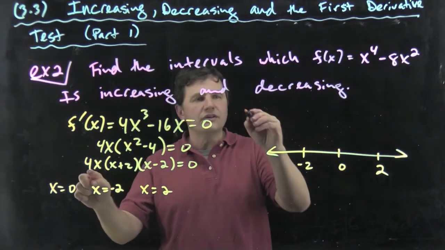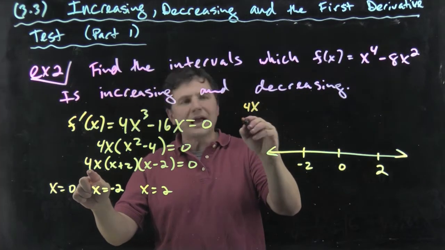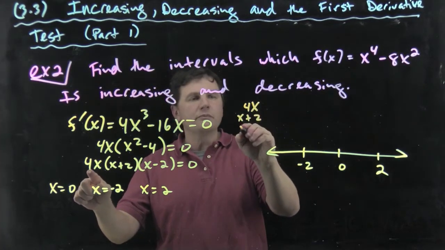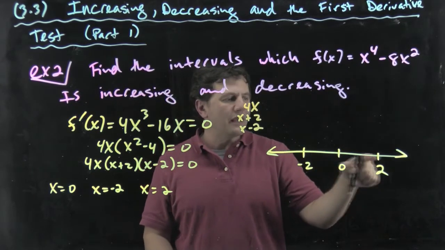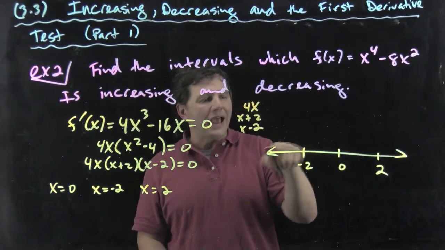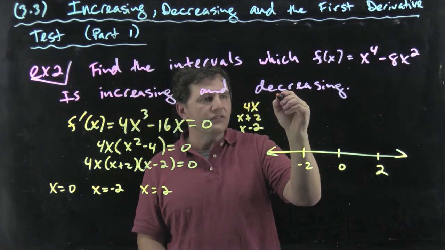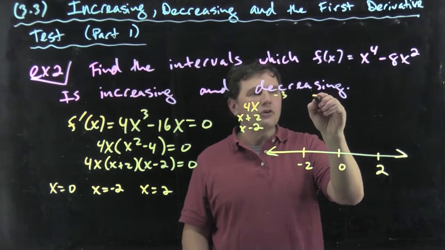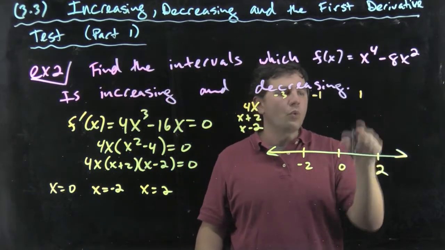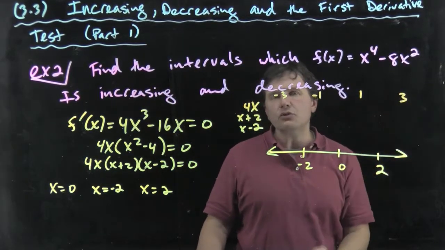So all I'm going to do here is line up all my factors: 4x, x plus 2, and x minus 2. And now I'm going to do the same thing I did with the last one. I'm going to pick those test points. Any value over here, whichever one is easiest. So I'm going to choose negative 3. It really doesn't make a difference. I'll choose negative 1 in here, 1 in here, and then 3 here.